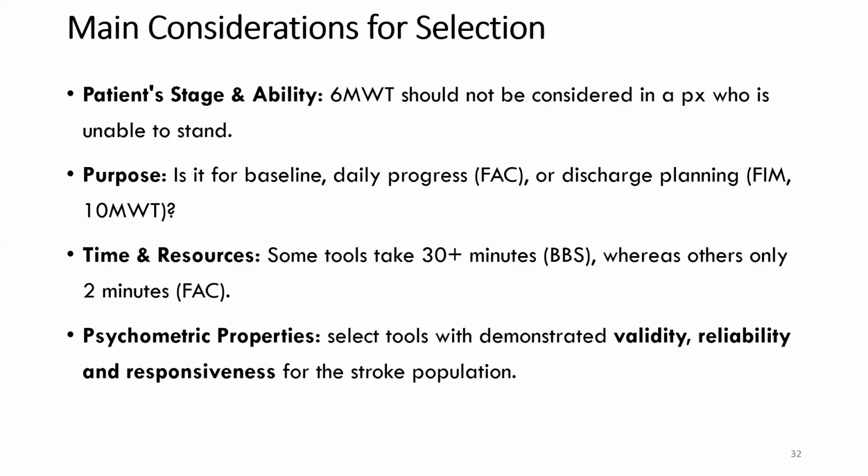If you are considering maybe baseline, maybe daily progression, then you can use the Functional Ambulation Category. While in the case whereby the patient needs to be discharged, maybe from the rehabilitation home or from the hospital, to go back home so that the patient should continue on an outpatient basis, then you can use the FIM tool or the 10-meter walk test.